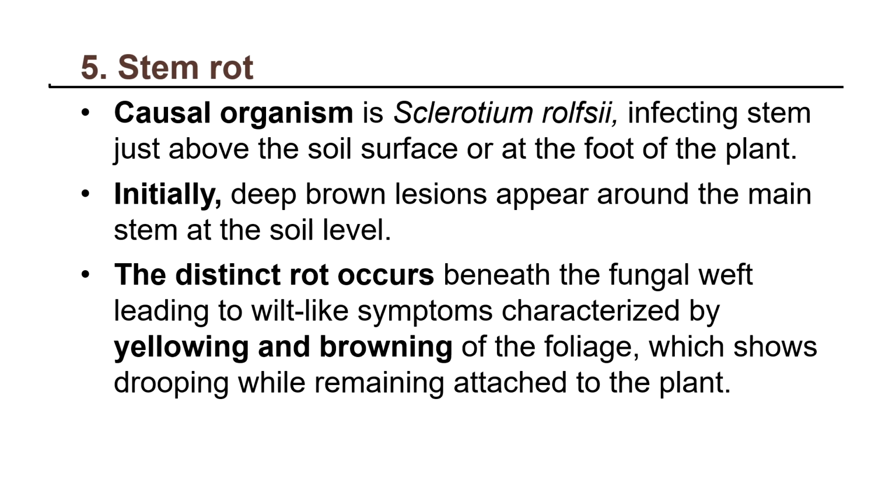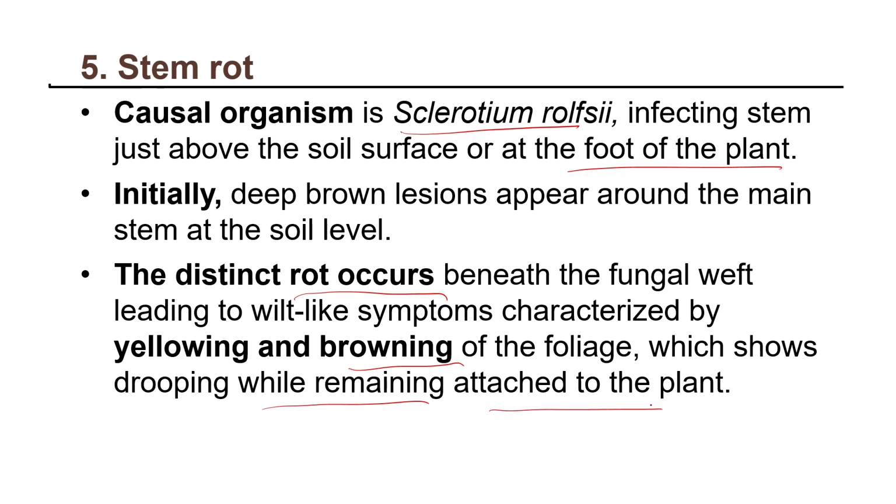Now, the fifth disease is stem rot. The causal organism is Sclerotium rolfsii, infecting the stem just above the soil surface or at the foot of the plant. So, you can see the name comes stem rot, rotting of the stem. Initially, deep brown lesions appear around the main stem at the soil level. The distinct rot occurs beneath the fungal weft, leading to wilt-like symptoms characterized by yellowing and browning of the foliage, which shows drooping while remaining attached to the plant.